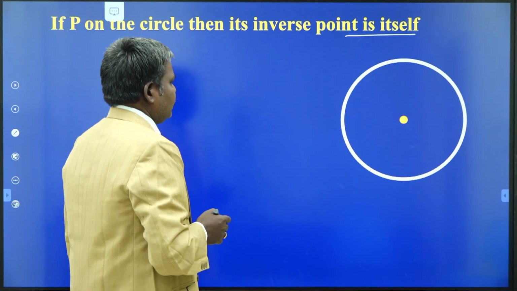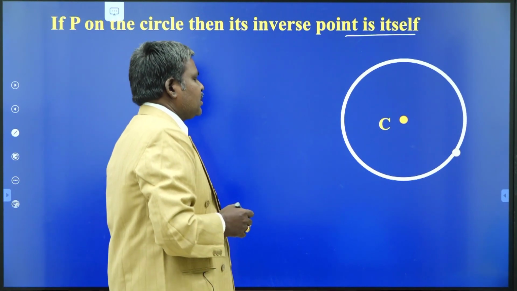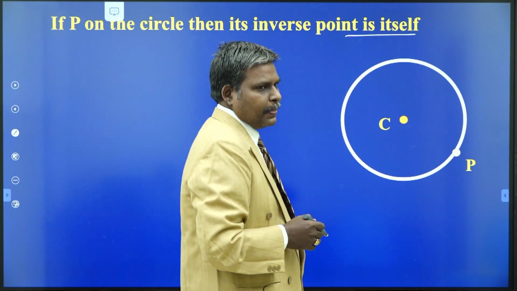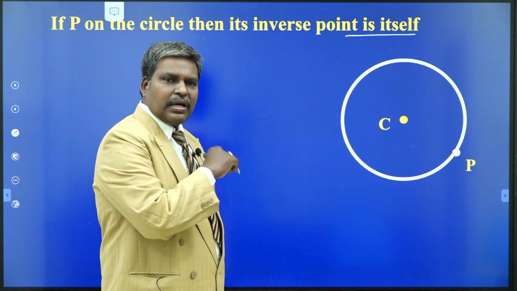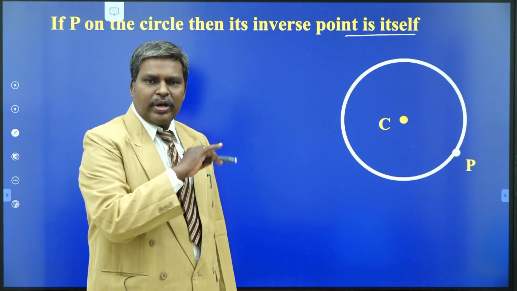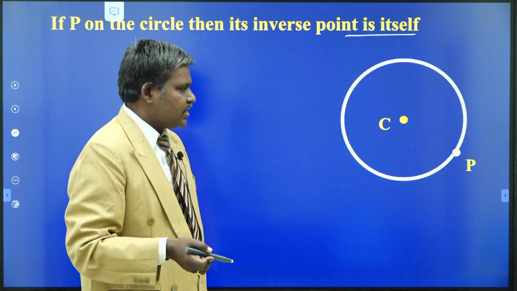This is the circle. This is the center of the circle, C. This is the point which is on the circle. What is the definition? How to find the inverse point? Draw the polar of P and join CP. Their point of intersection is your inverse point. That is the definition itself.